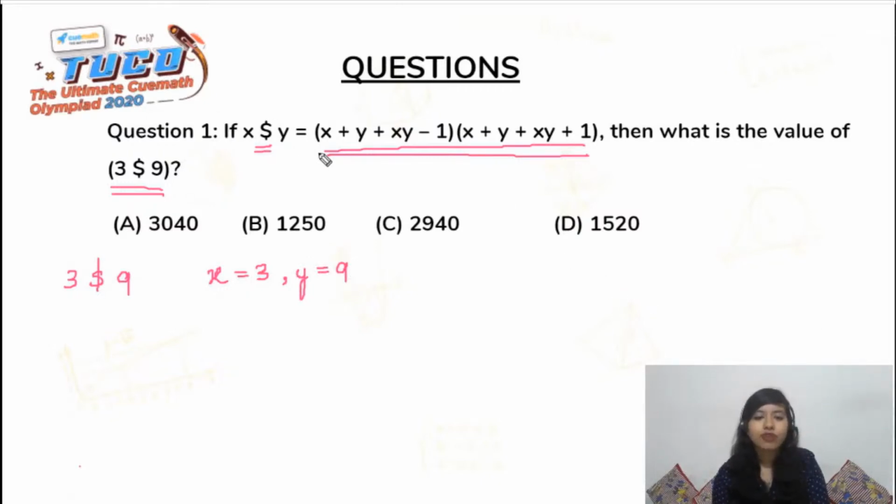With this, I would be substituting my values of x and y in this whole expansion that's given to me in the question. So let's see. X plus y plus xy minus 1 times x plus y plus xy plus 1.